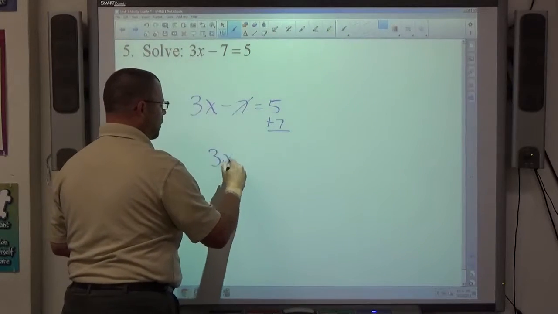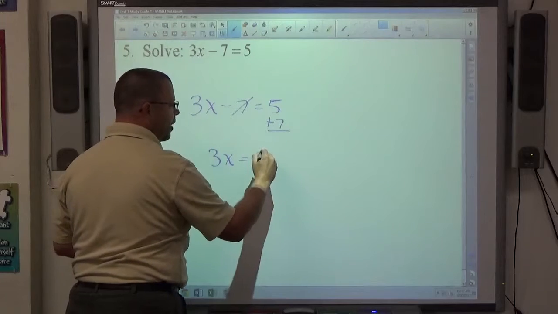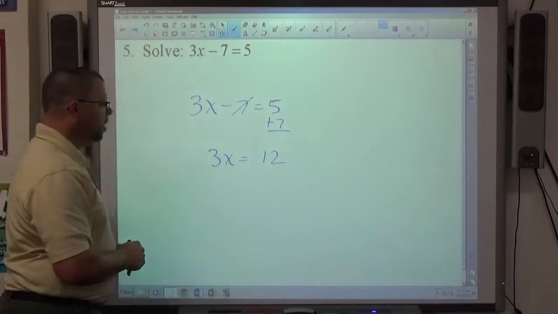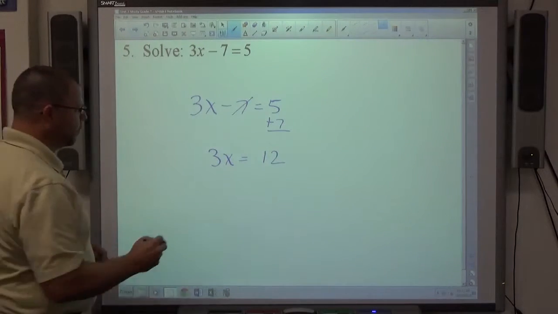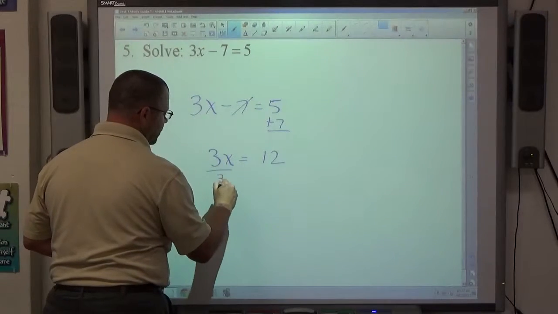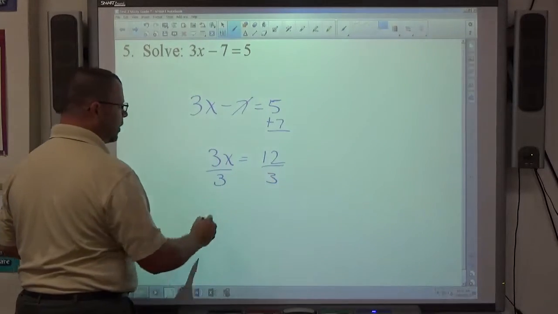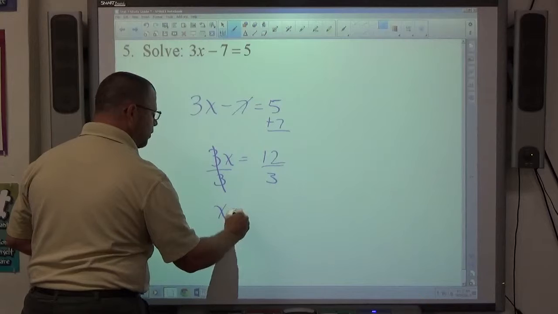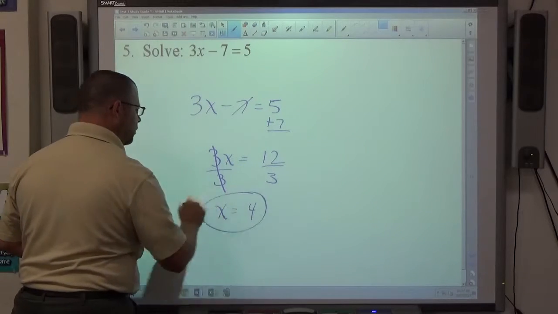3x is left on the left-hand side. 5 and 7 both positive, add together to make 12. Then I have 3x equals 12, so we want to divide by 3 to get x equals. We're required to divide both sides by 3. 12 divided by 3 is equal to 4, which is the correct answer.